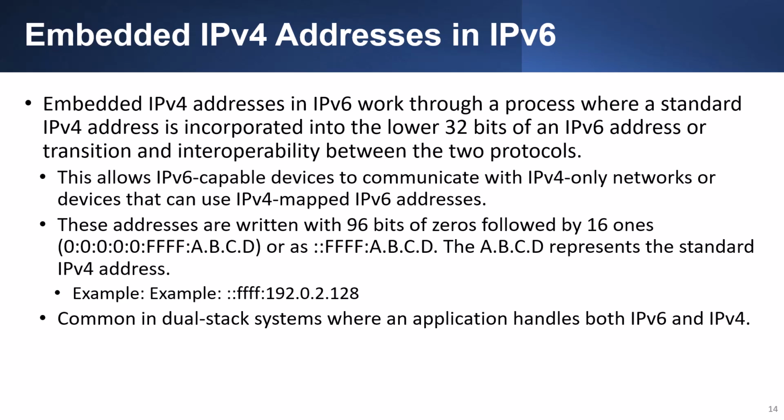These addresses are written with 80 bits of zeros, followed by 16 ones, such as 0:0:0:0:0:FFFF:A.B.C.D, whereas A.B.C.D represents the standard IP version 4 address. An example is shown on the screen. It is common in dual stack systems where an application handles both IP version 6 and IP version 4.